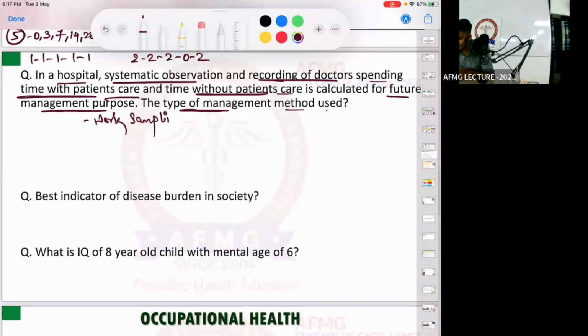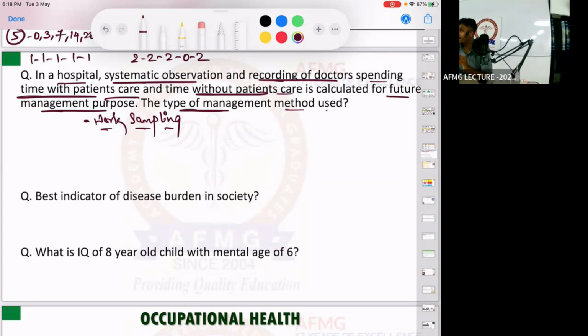So in any profession, usually you try to compare the efficiency of work, the time he spent with the patient or without patient. Any kind of study which is conducted in any profession, whether it is a hospital with doctors, nurses, anything, it would be a work sampling.